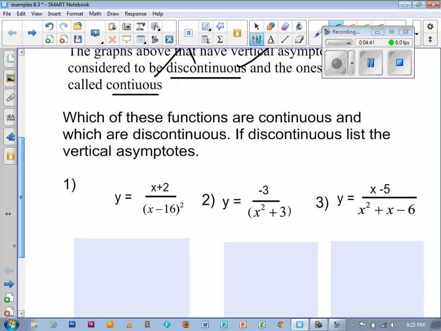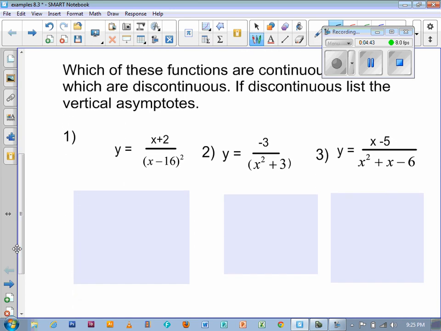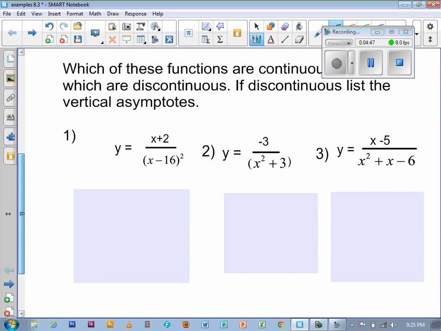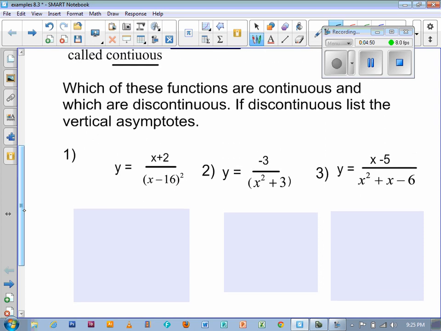Now let's go down here and have you try a couple. There are three potential rational functions there. I would like you to try your best to find out whether each is continuous or discontinuous. If it's discontinuous, find the vertical asymptotes and let me know what they are. So hit pause, work those out, and when you come back, I'll show you what the answers should look like.